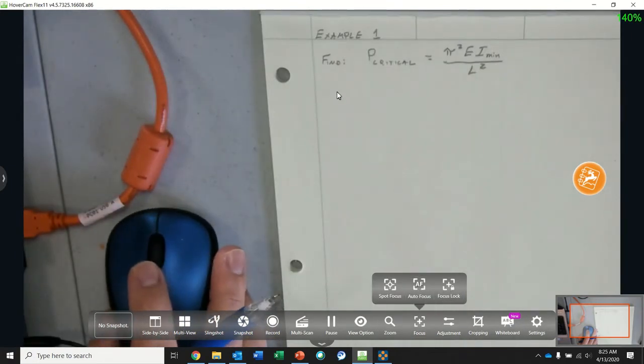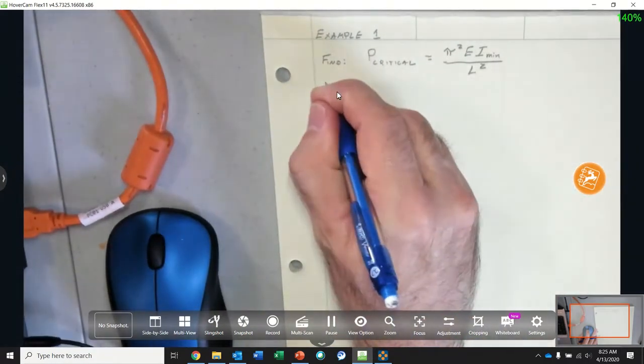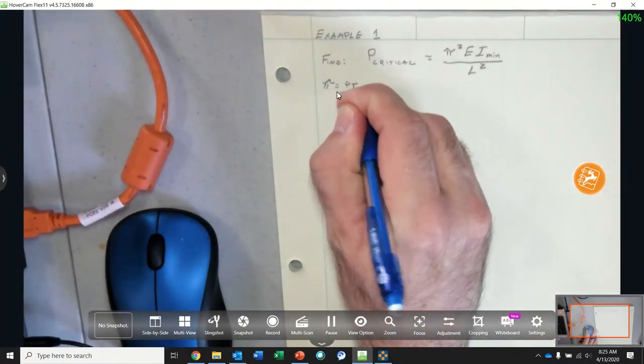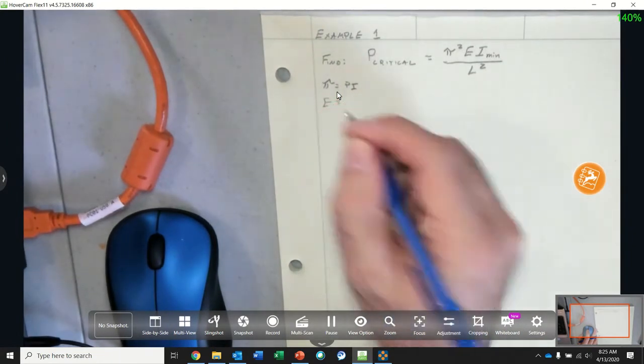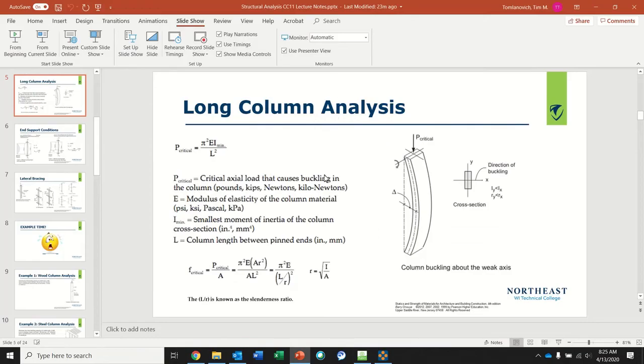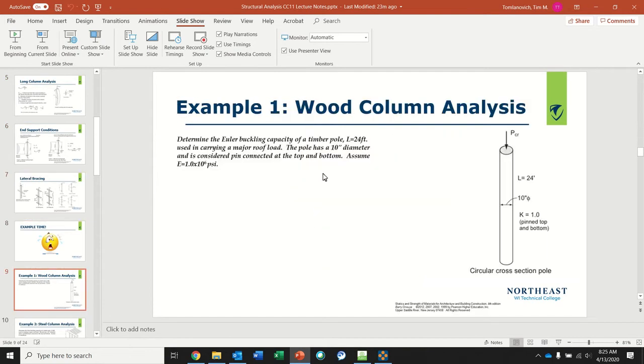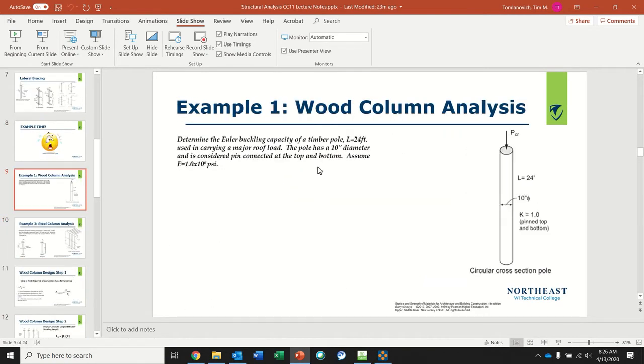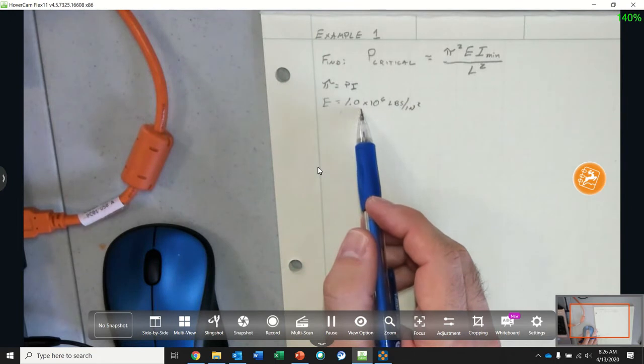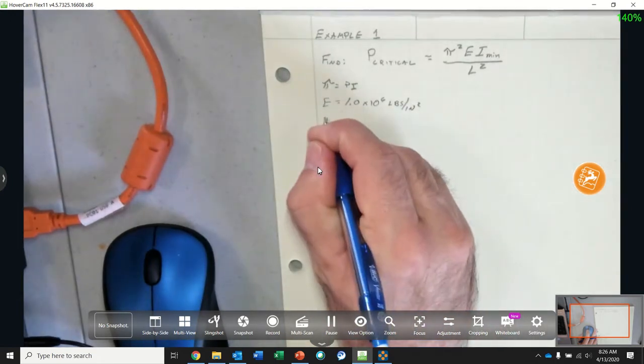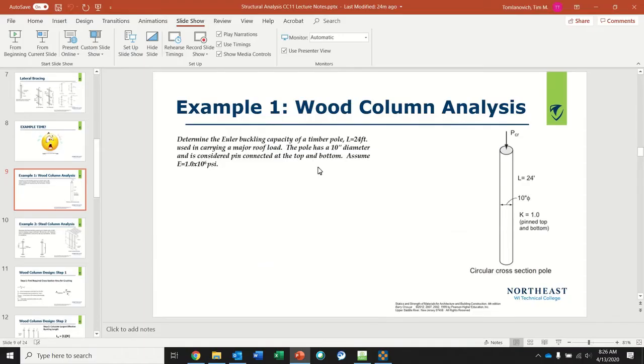Okay, so we know what pi is. Then the modulus of elasticity. We've got to look at the givens here. Oops, we'll do 2 examples here. Modulus of elasticity is 1.0 times 10 to the 6 pounds per square inch. So where do I find this? Where do I find modulus of elasticity? That's in design tables. Okay. Moment of inertia.